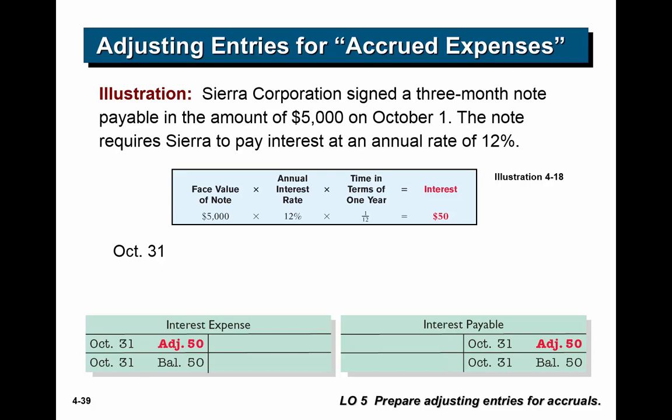That's how much interest expense we've incurred for using this borrowed money for a month. So we're going to do an adjusting entry to increase the expense, which will be a debit to interest expense, and to increase the amount we owe, which will be a credit to the interest payable account.